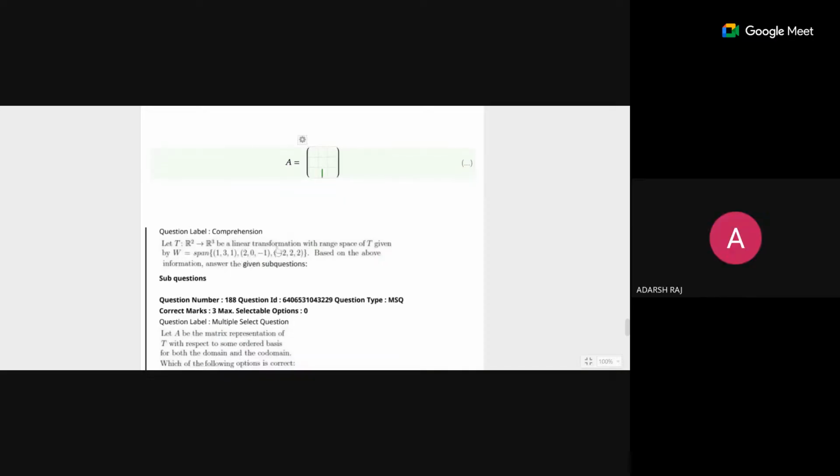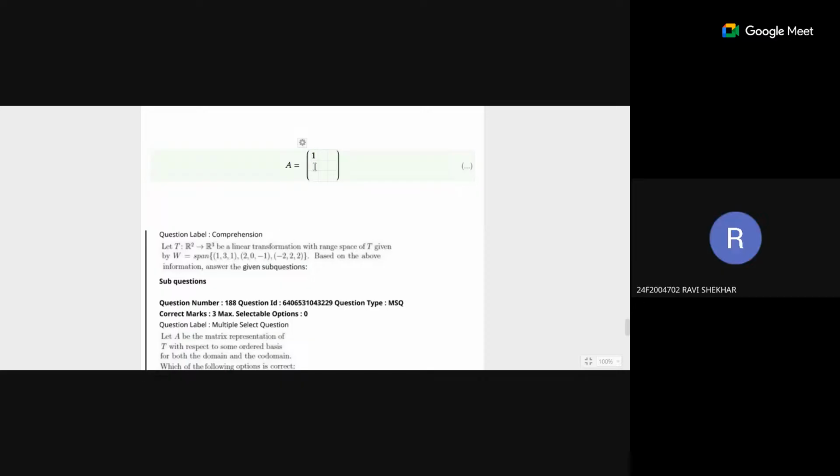The question is saying the range space of T is the span of these 3 vectors. Means the range of this linear transformation is a linear combination of these 3 vectors, right? Yes, sir. Means the output of this linear transformation will be just a linear combination of these 3 vectors. So from this information we can find the transformation matrix.